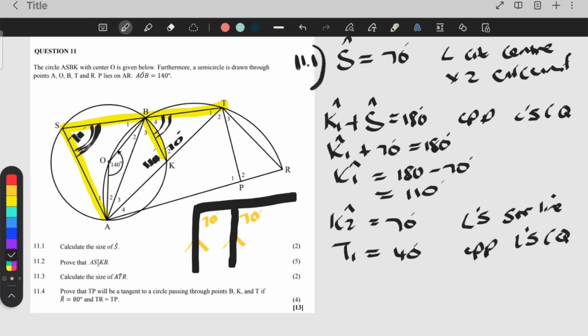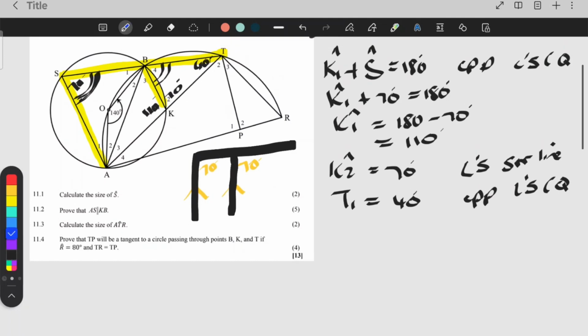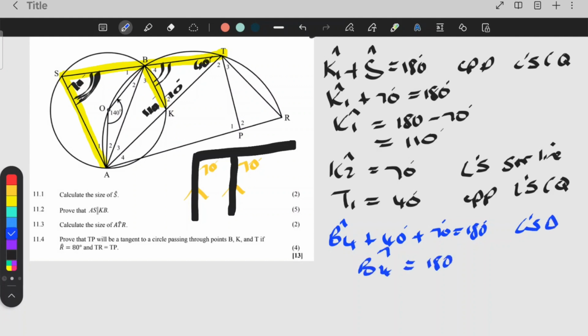Opposite angles of a cyclic quad, so this is 40. So okay, now I can go in this triangle over here, and I can work out what B4 is. Angle B4 plus 40 plus 70 is 180. Angles in a triangle. So angle B4 is 180 minus 70 minus 40. Angle B4 is 70.